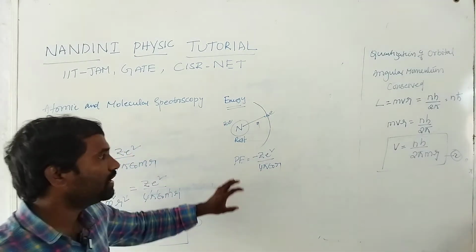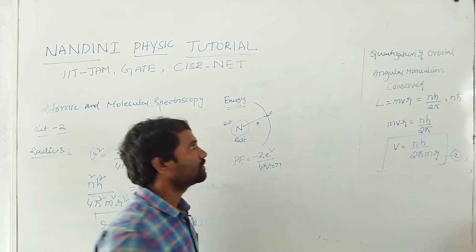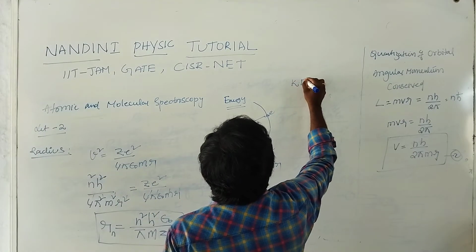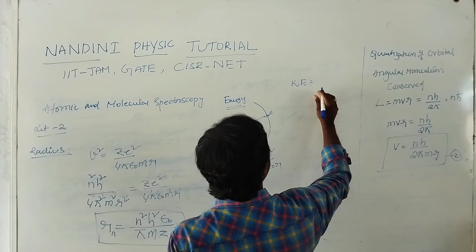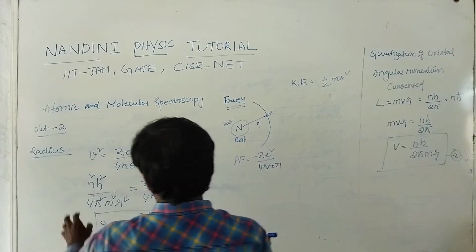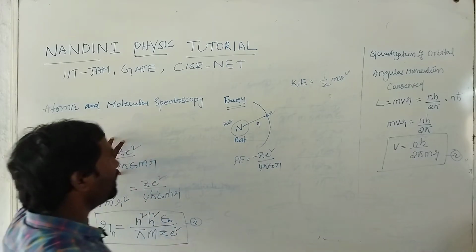So this is the potential energy at this nucleus. And come to kinetic energy. So kinetic energy KE is equal to, already I proved that kinetic energy is nothing but half m v square. So I get all this equation. This is a v square equation.